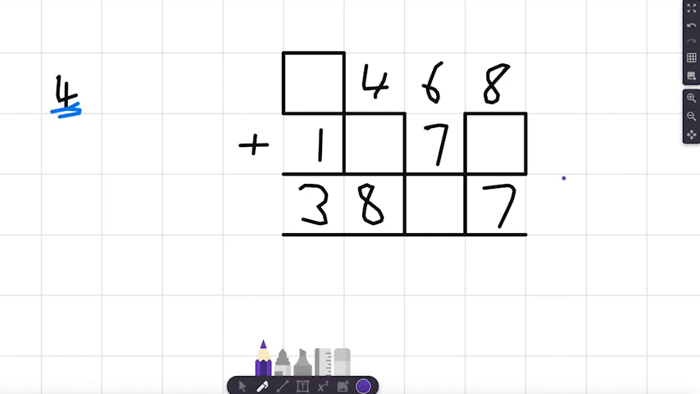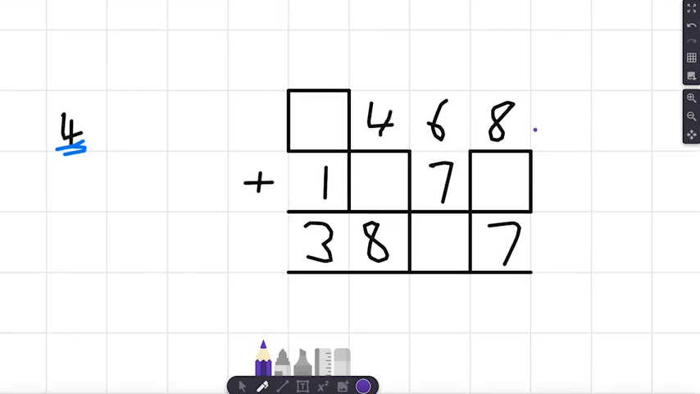Question number 4. So again here we're going to start with the units column. And I've got 8 plus something is 7. So I must have a carry here for that to end up as a 7. For that to be less than this digit that we've started with, we must end up carrying over a 10. So this must be 17 rather than a 7. So what do I need to add to this to make 17? It's going to have to be 9. So 8 plus 9 is 17.